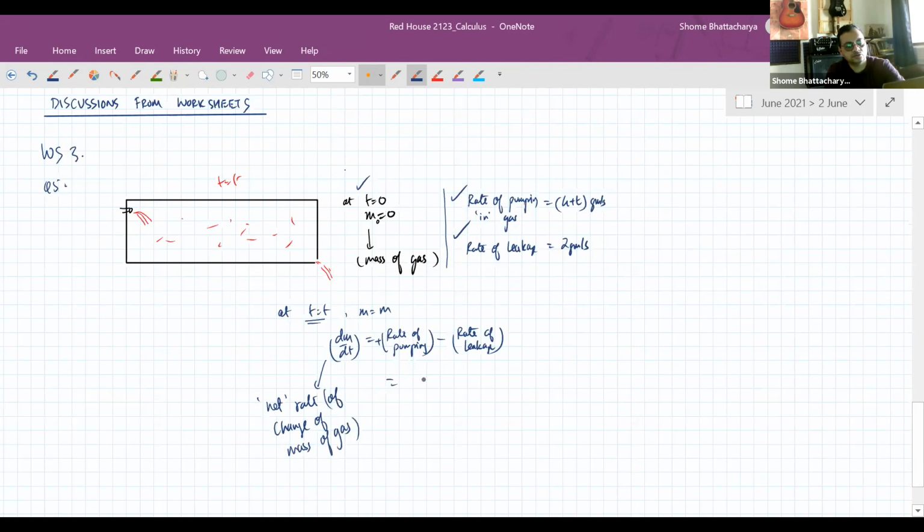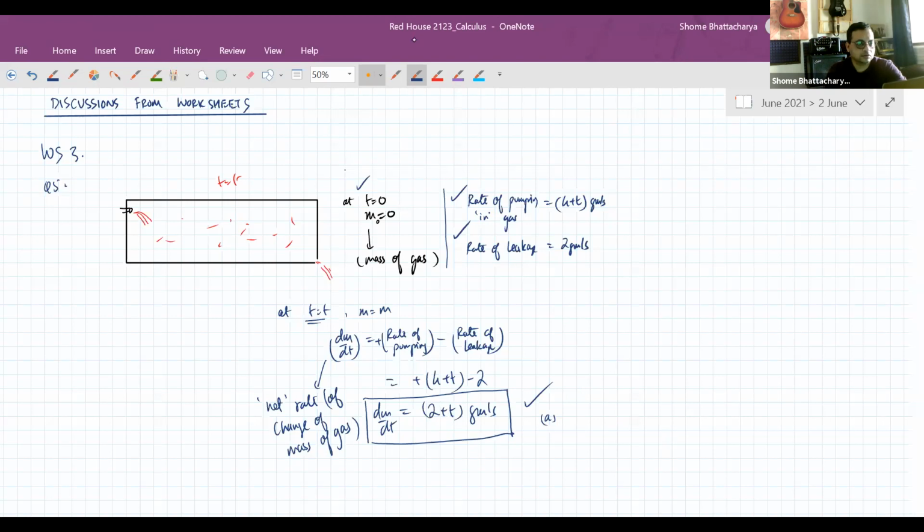So that is equal to 4 plus t minus 2, or 2 plus t grams per second. That is the net rate at which the mass of gas is increasing with respect to time. So it's an instantaneous rate, as you can see. It's changing from instant to instant. This part is clear. This was the A part of the question, right? This is clear, I hope.